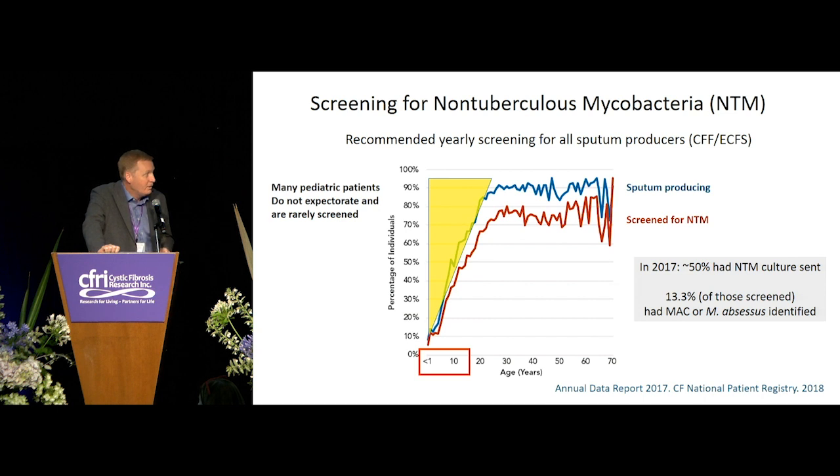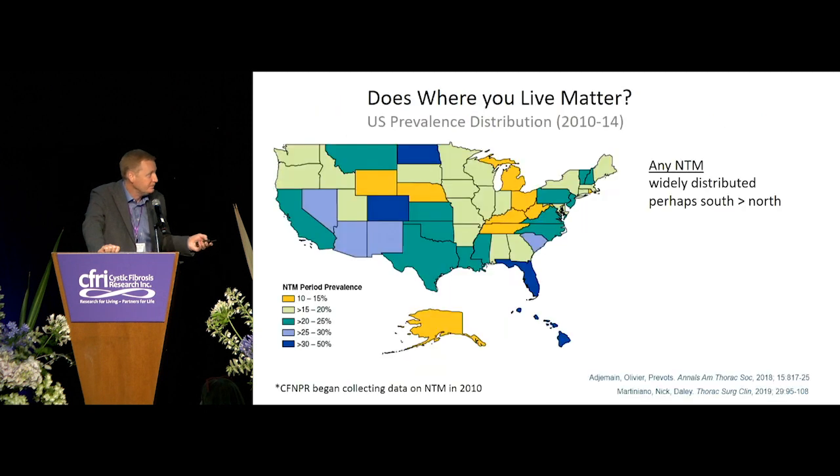screened. The other point I'll make from this slide is that in 2017, about half of all people in the U.S. with CF had a culture sent for mycobacteria, and just over 13% of those in that time frame grew either one of these MAC or abscessus. So that's relatively high. I think we need to be focused on understanding what that infection is all about and how best to treat it.